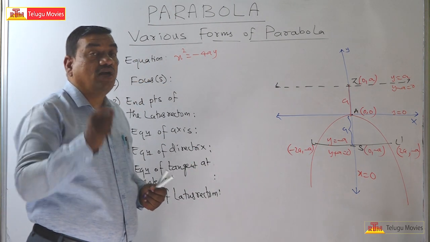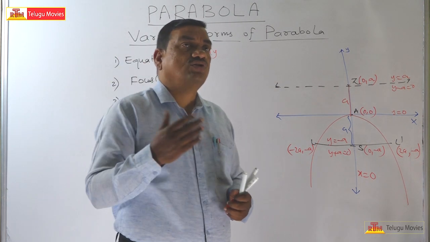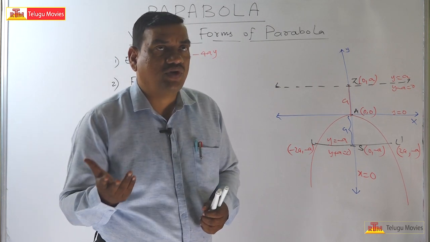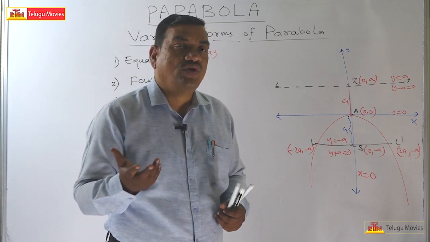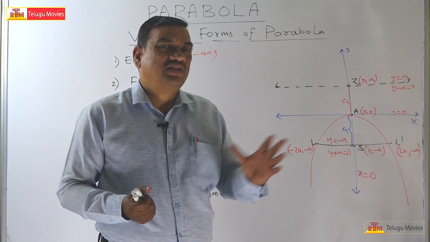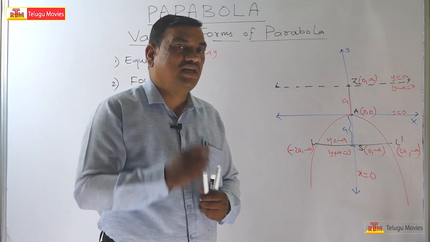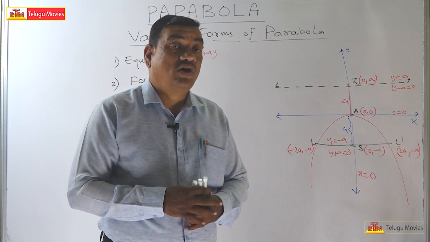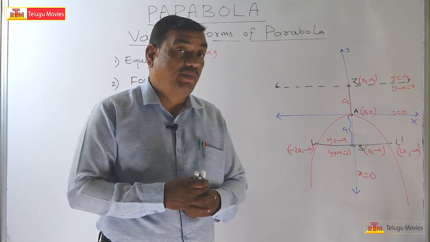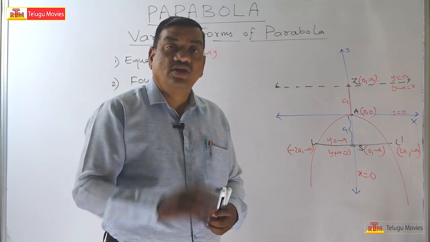Now I am going to tell you a short trick. Generally students will get confused. So y² = 4ax, y² = -4ax, x² = 4ay, x² = -4ay. How to remember? Is there any short trick, a very blind method to remember? Yes, there is a short trick, or blind way of remembering, that I am going to show. So don't skip this video.